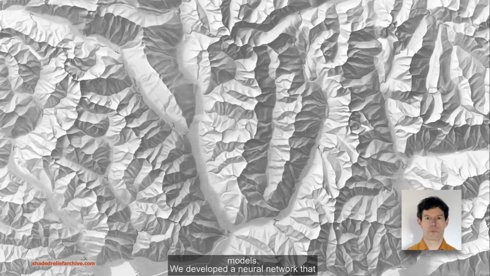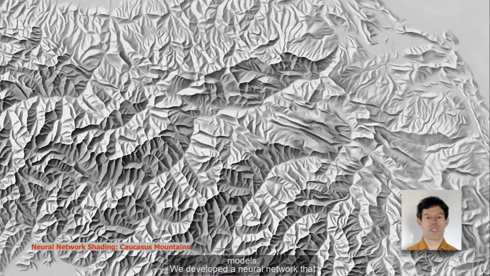Our goal was to develop a digital method that creates shaded relief images of similar quality from digital elevation models. We developed a neural network that improves on existing algorithms. Here is an example output of our neural network. We trained the network with a manual relief shading of Switzerland and then applied the network to a digital elevation model of the Caucasus Mountains.